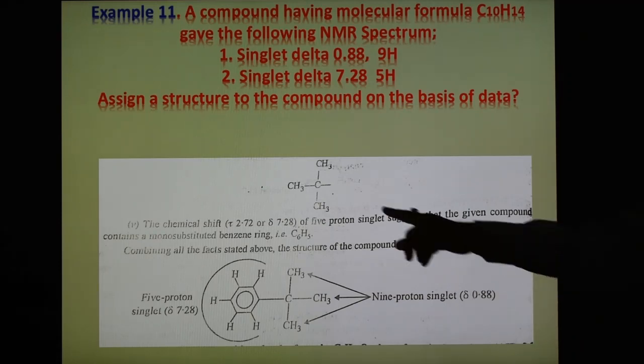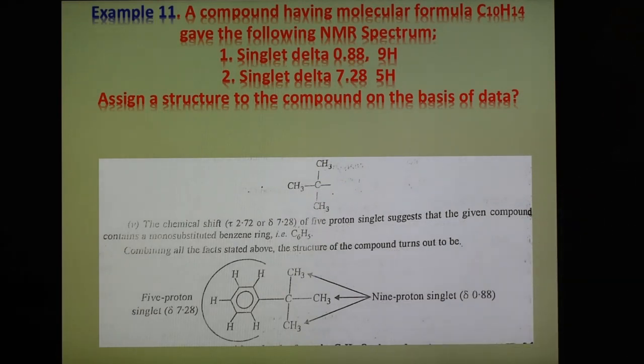The tertiary butyl group accounts for the 9H protons, and the chemical shift at 7.28 for 5H protons, a singlet, suggests that the given compound contains a monosubstituted benzene ring, that is C6H5, with 5H protons. So what is the structure of this compound?